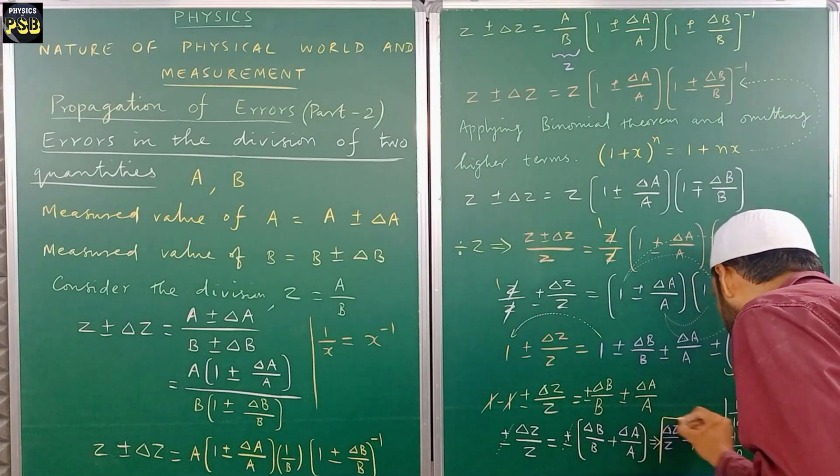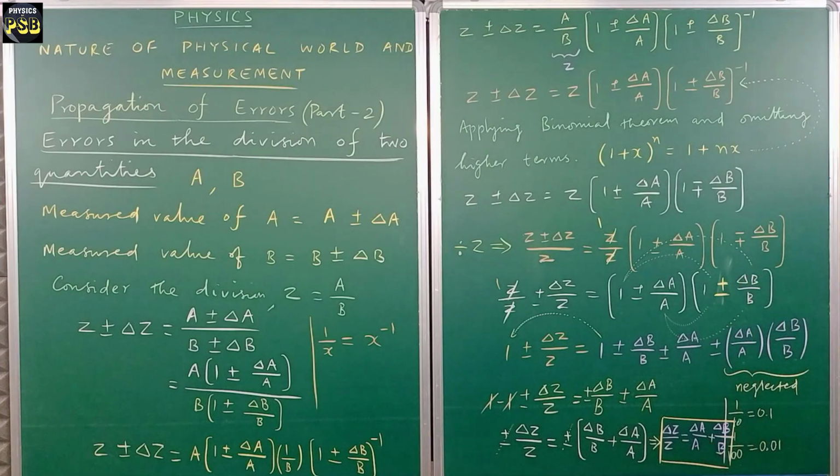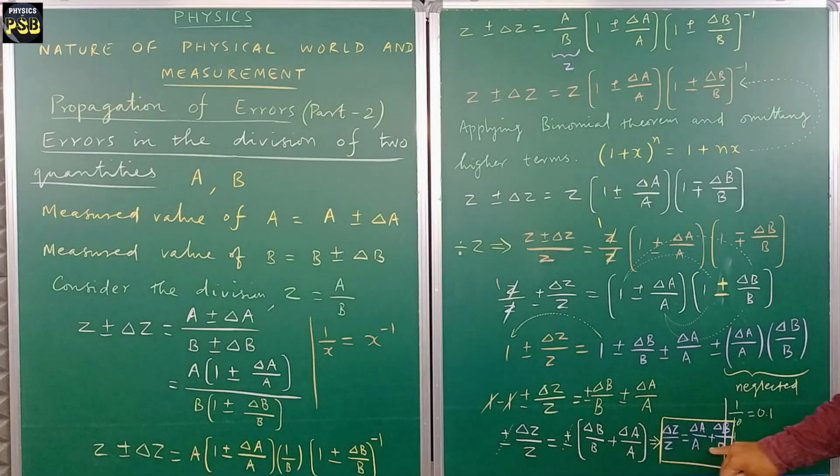So I'm going to box this. This clearly shows that the total fractional error or the maximum fractional error involved in the division is equal to the sum of the individual fractional errors in the measurement of the quantities.